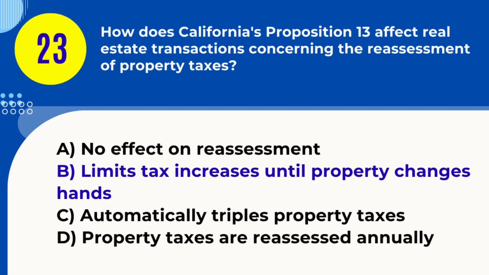Answer. B. Limits tax increases until property changes hands. Explanation. California's Proposition 13 limits the increase of property taxes until the ownership of the property changes hands, at which point the property is reassessed at current market value.